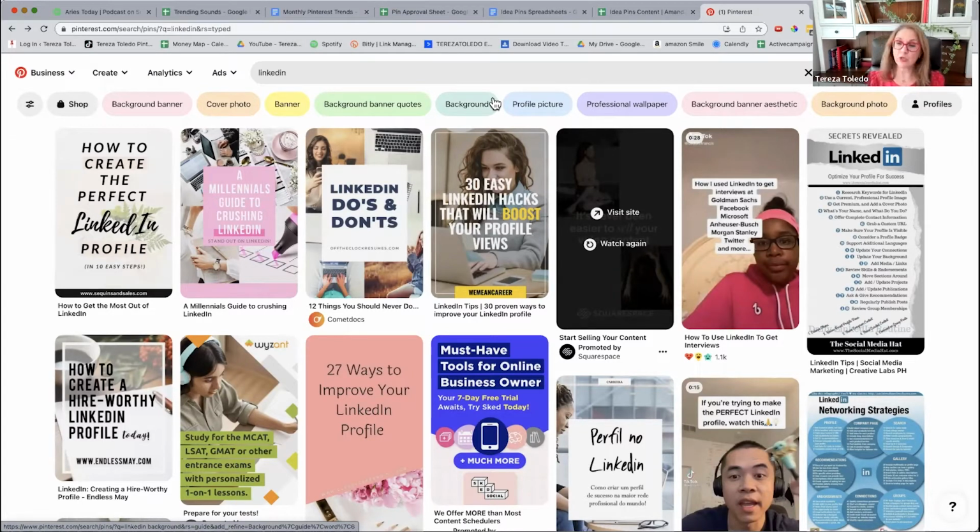Pinterest is just like Google. Google doesn't want us to stash things. Google wants us to talk in conversational, natural sentences, right? So that's exactly the thing that you need to keep in mind.